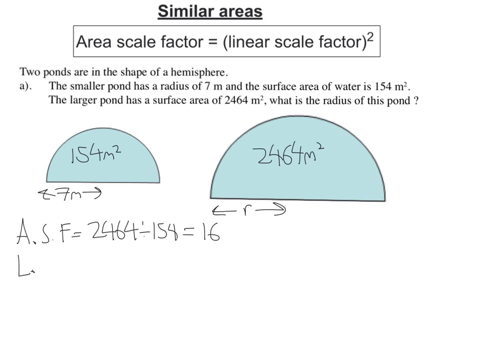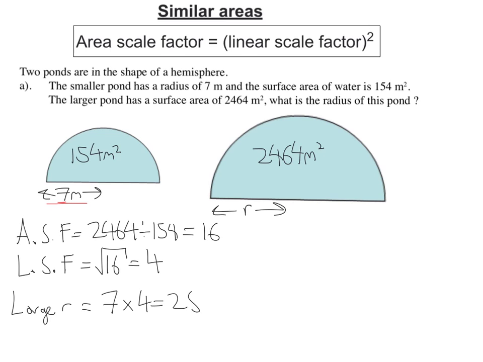Now to work out the linear scale factor, given that I've got the area, I do the reverse of what I did before. So now I'm going to square root 16 to get that. So the linear scale factor is 4. And then to find the large radius, I'm going to take the radius from the smaller one, 7, and times it by my linear scale factor. So that's going to be 28 metres.